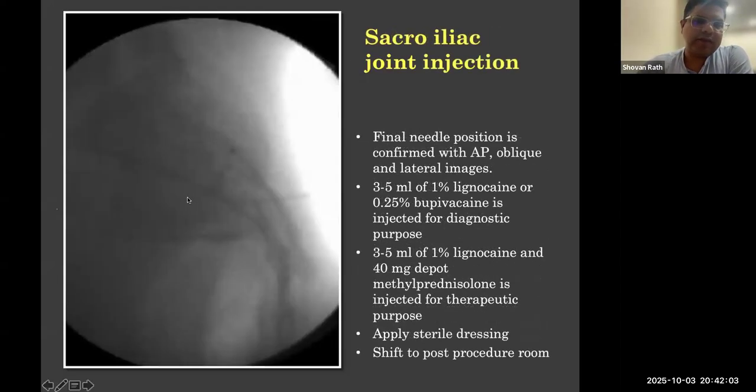If you can imagine, this is the needle. Now, after putting the dye, you can see this is what the dye spread is. So your whole joint will be visible if you are putting the dye.